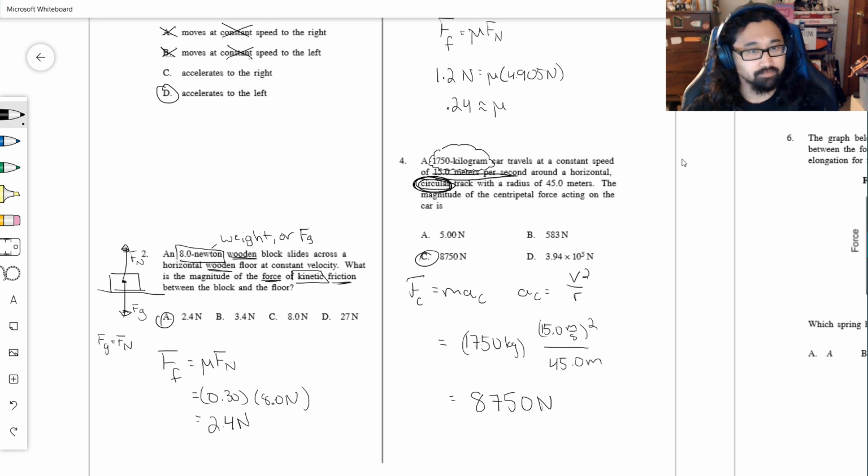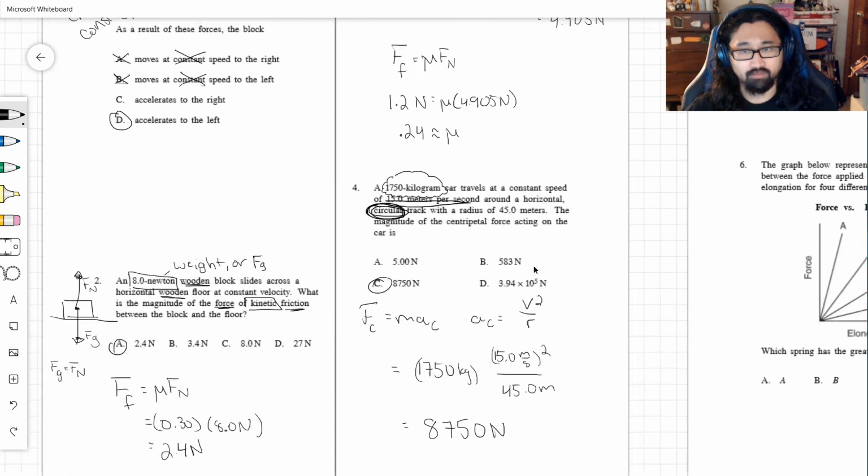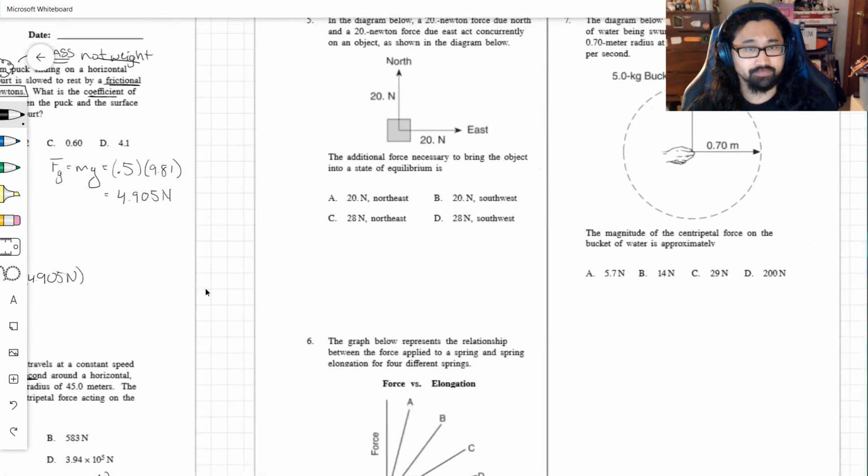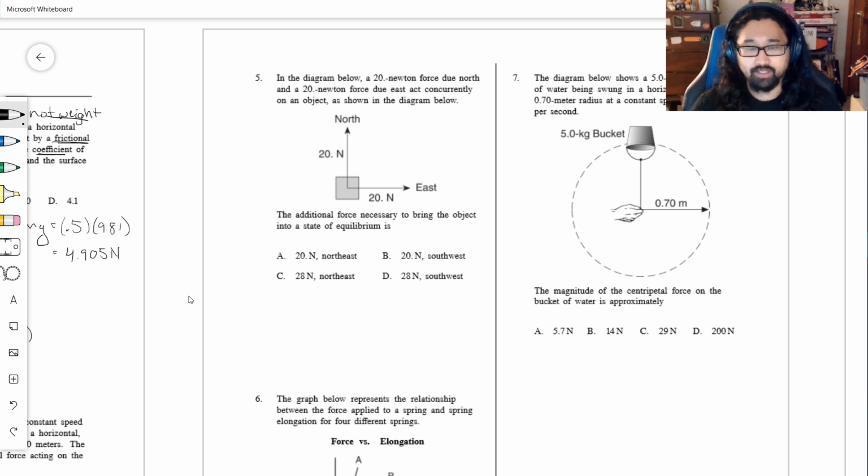So far, most of it has just been math. The first question was a little bit of thinking, but this is mostly just math. Now again, number 5 is this kind of weird question. We have a 20 Newton force due north and 20 Newton force due east, as shown right here. I need to bring this to equilibrium. Now, if I need to bring this to equilibrium, I can't point north and I can't point east because that's how the forces are already going.